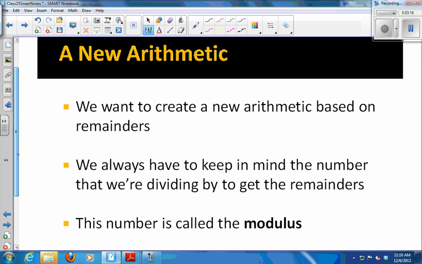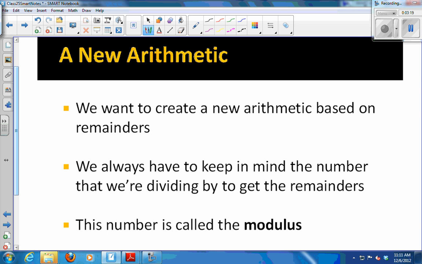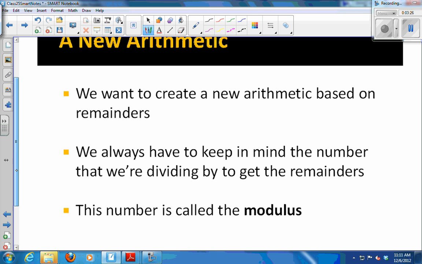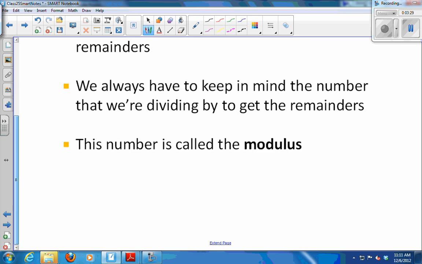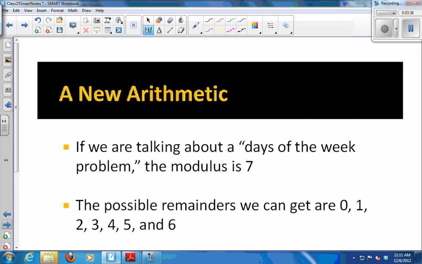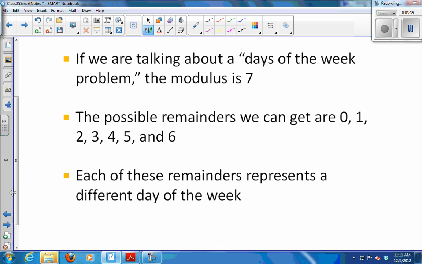So we're going to base a whole new kind of arithmetic on the arithmetic of remainders. All we're going to care about is remainders now. So keep in mind the number that you're dividing by to get the remainders. That is called the modulus. The number that you divide by is called the modulus. In the days of the week example, the modulus was 7 because I was dividing by 7. And in the months example, the modulus was what? 12. Good.